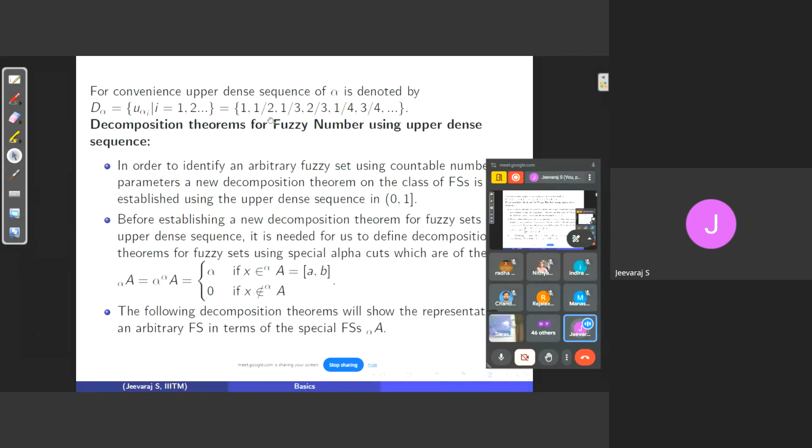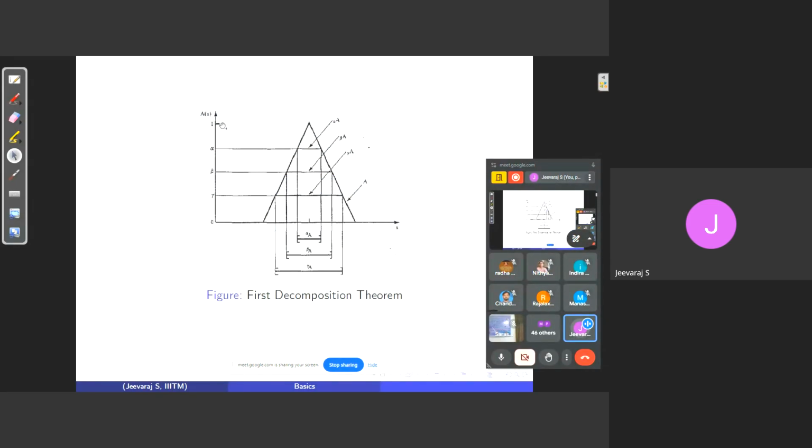What is the meaning of it? Instead of considering 0.999, 0.9997 like that, I'm considering 1. After that, the second parameter, I'm considering it to be 0.5. I'm not at all considering any values between 1 and 0.5. Now the question is nothing but what? Can we identify this triangle by means of only a finite number of parameters?